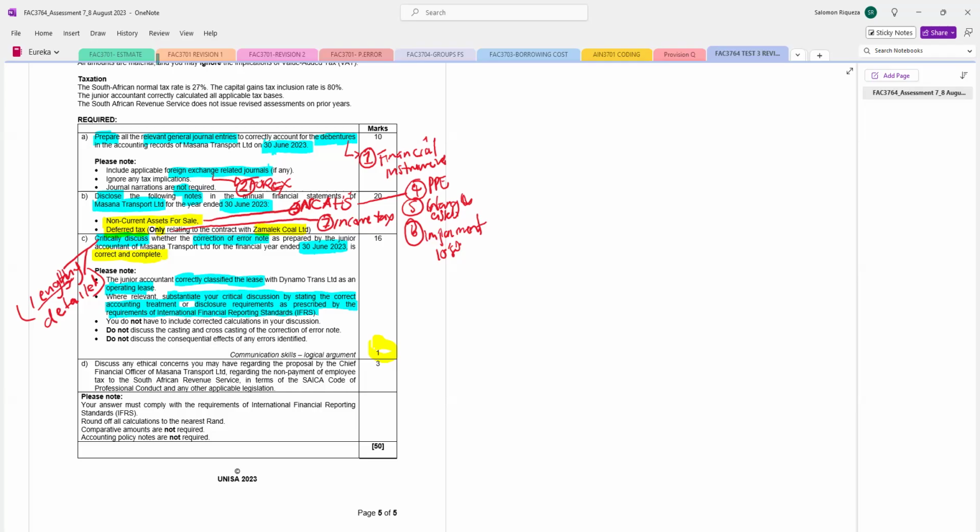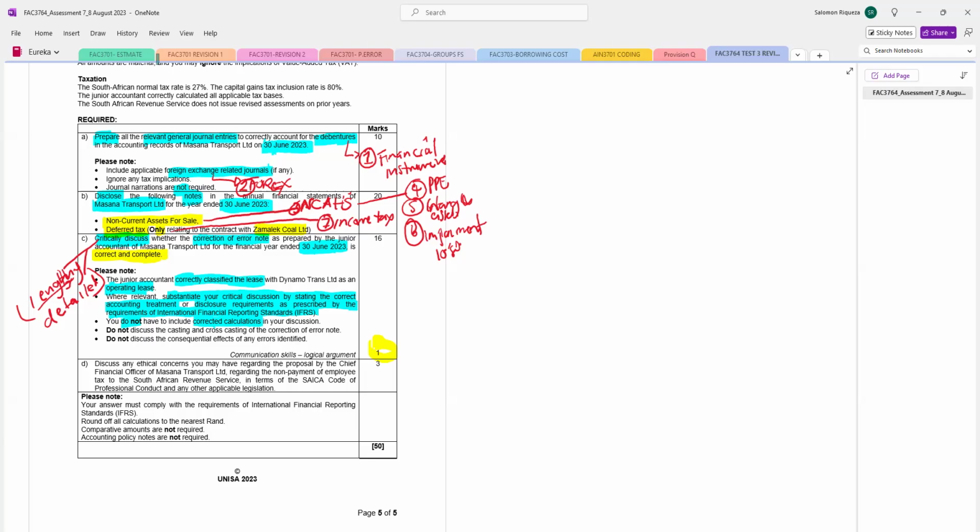Right. Then it says, you do not have to include corrected calculations. You don't have to calculate. They don't need calculation here. Just tell us what was supposed to be done. Then it also said, do not discuss the castings and the cross castings of the correction of error notes. Do not discuss the consequential effects of errors identified. You don't have to tell us the consequence of something that is not done. Just tell us what to do.